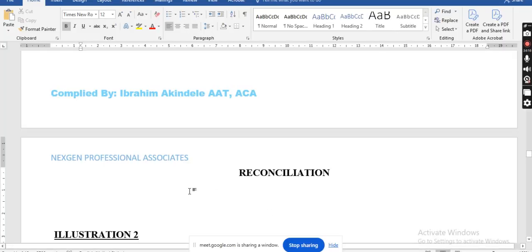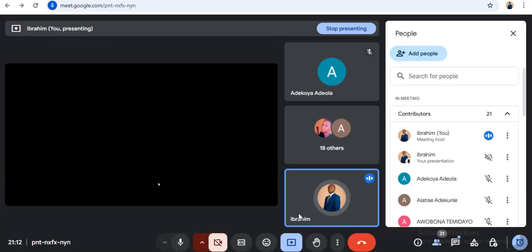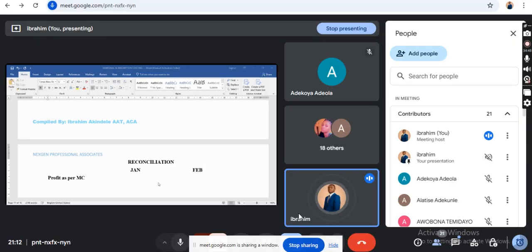Now, which one are we starting with? Should we start with profit as per absorption or profit as per marginal? Let's start with marginal since you did marginal first. Now, profit as per MC. Don't write MC in the exam. MC can mean anything, please don't write MC.